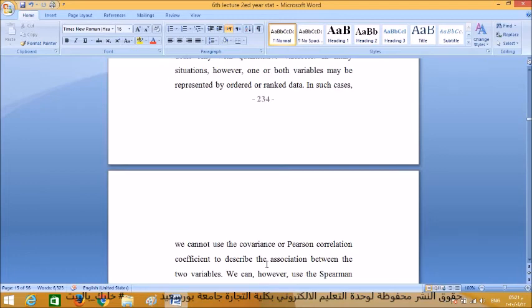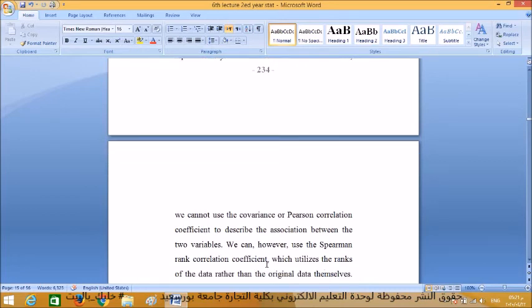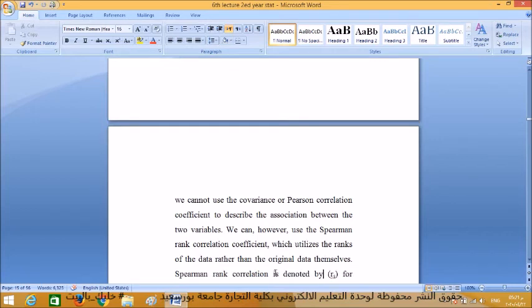To describe the relationship between the two variables. However, we have to use the Spearman rank correlation coefficient, which utilizes the ranks of the data rather than the original data themselves.